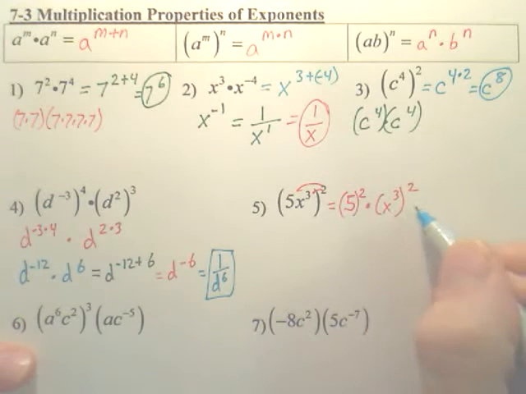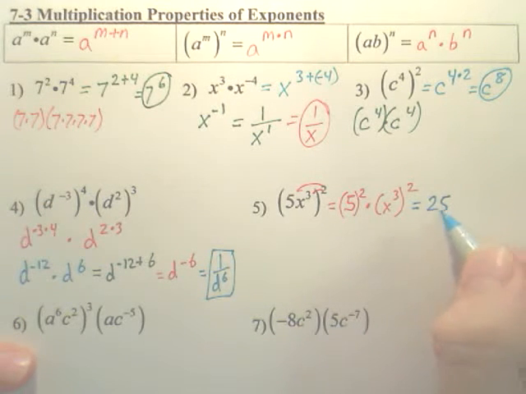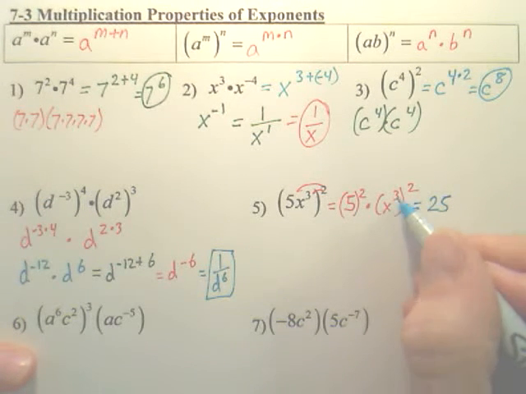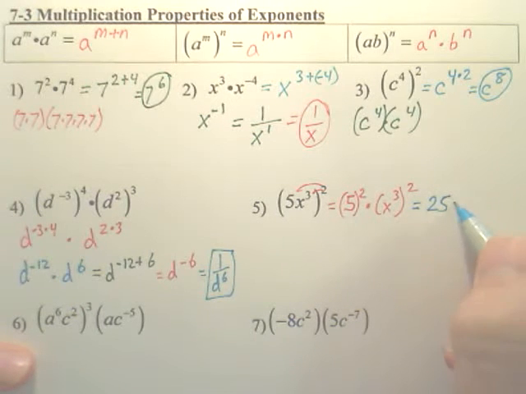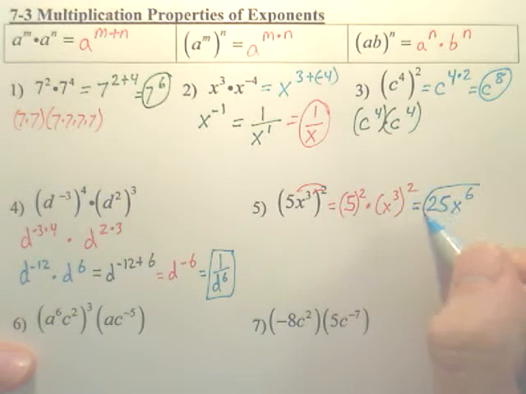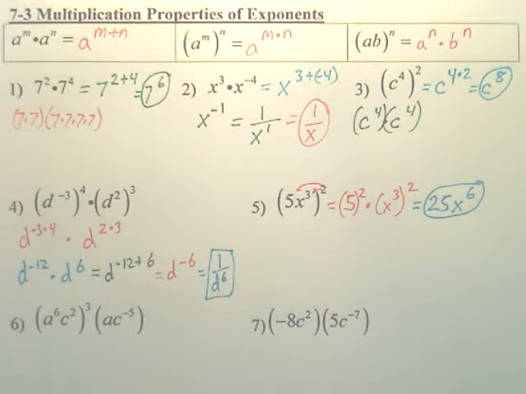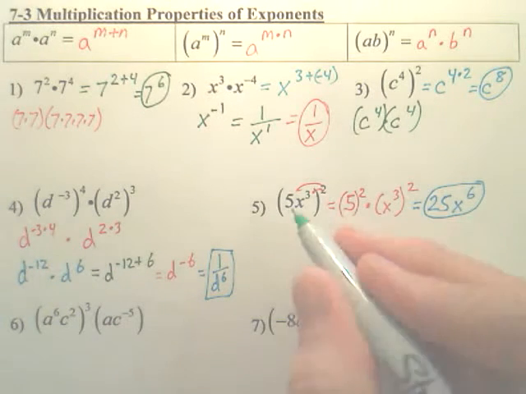So what we have here is 5 squared. Well, that's going to be 25. And x to the 3rd squared, you multiply 3 times 2, so that's x to the 6th. There's the answer. Now, here's technically where it comes from.